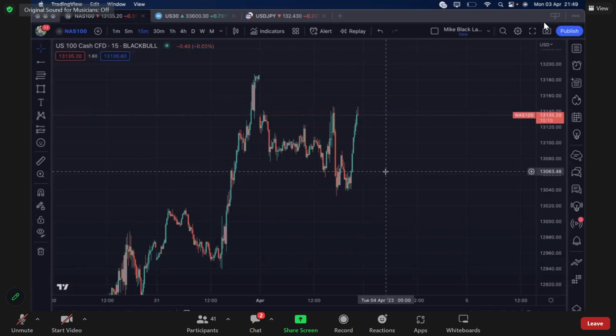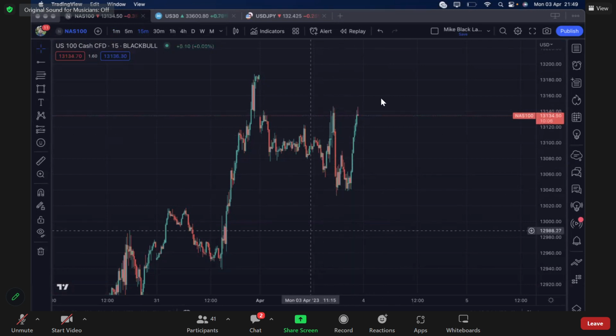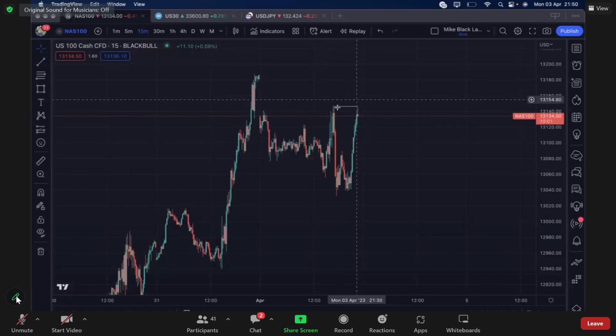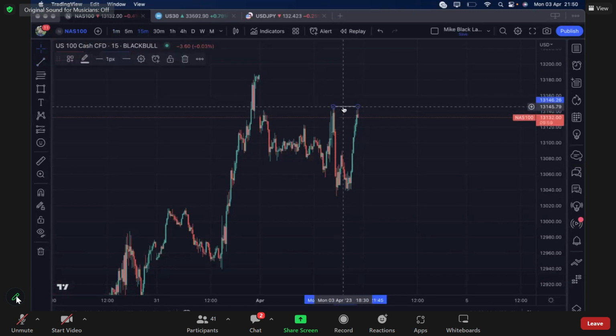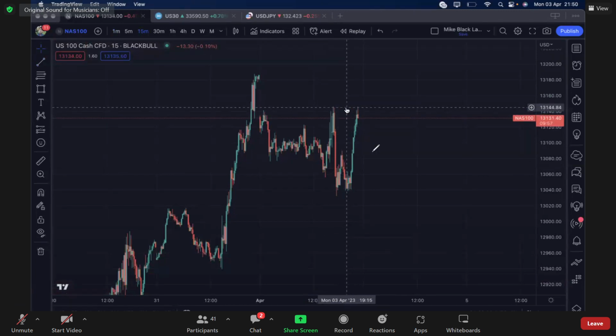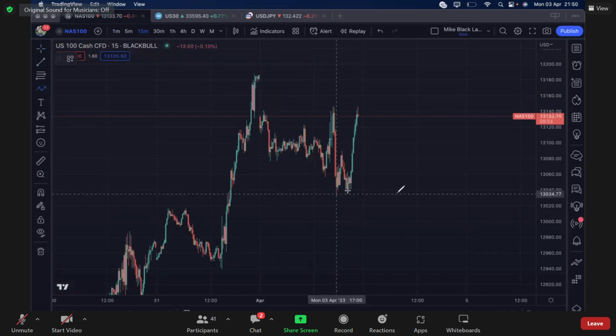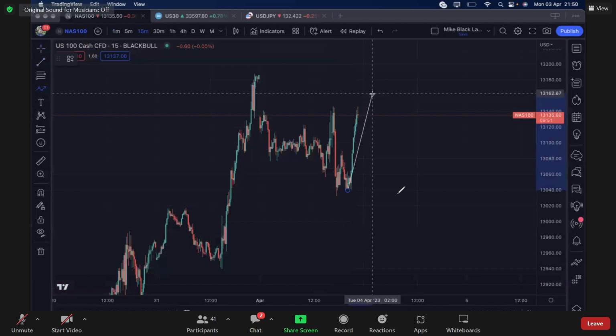The next breaker. Yeah, we want to see this get taken out first. So we want to see this high get taken out. But we know that they are creating equal highs now. So we want to see this high get taken out. Then we know we changed character.